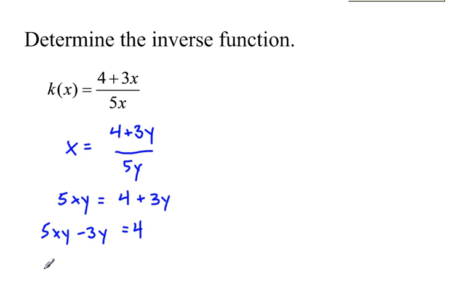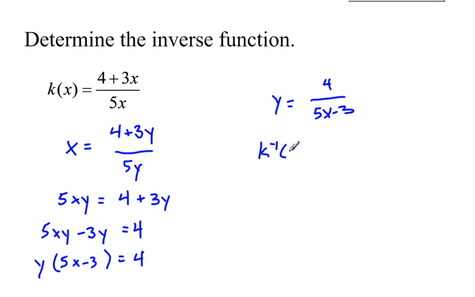I need to get just one y, so I factor the y out. And inside here, I'm going to have 5x minus 3. Then I divide by that, so y equals 4 over 5x minus 3. Now my original function's name was k, so this is going to be k inverse of x equals 4 over 5x minus 3.